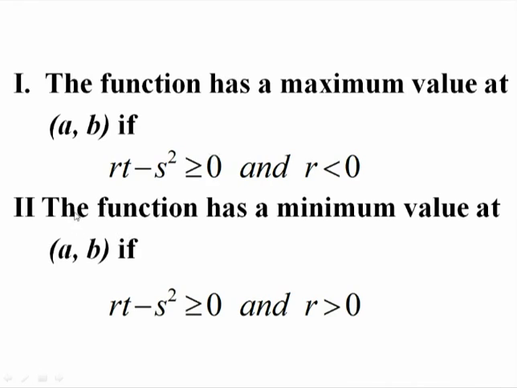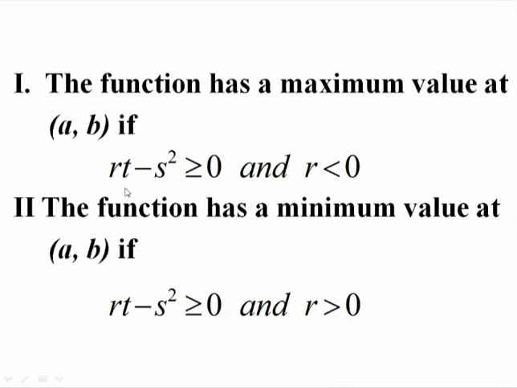Second case: the function has a minimum value at the point (a, b) if rt minus s square is greater than or equal to 0 and r is greater than 0. So for maxima and minima, both the cases, we have the condition rt minus s square must be non-negative, or greater than or equal to 0.